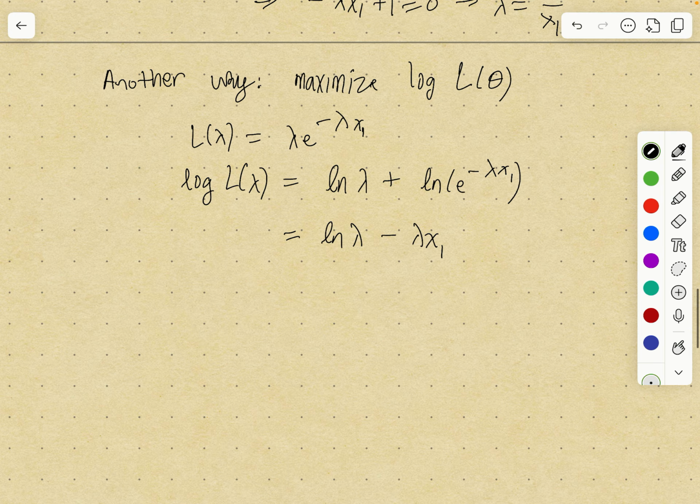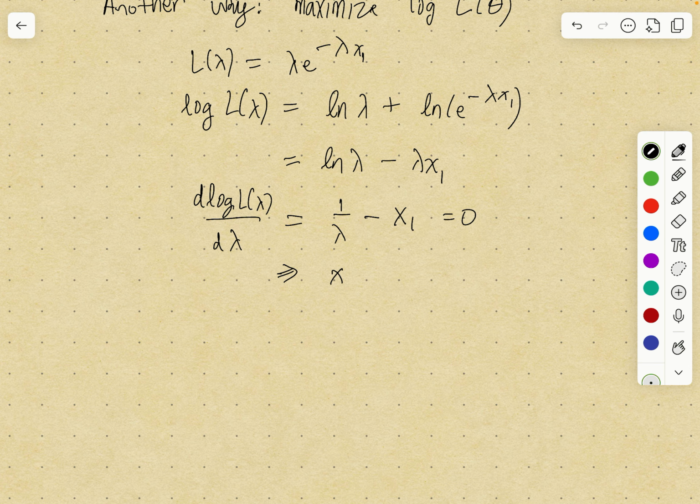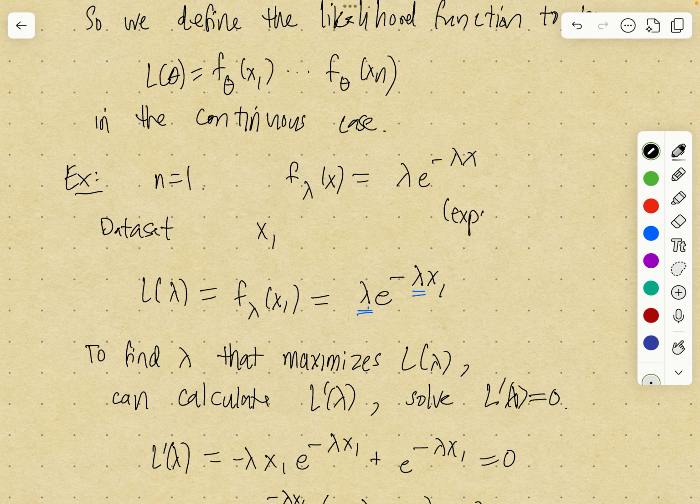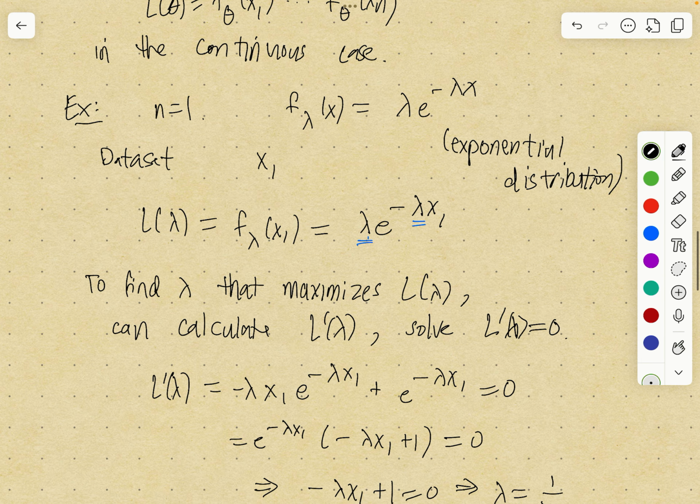Okay, now we need to take the derivative of this. So we take the derivative with respect to lambda, and we are going to get 1 over lambda minus x1. And we set this equal to 0, and we solve for lambda, and again, as we expect, we get x1 equals 1 over lambda. So that's what happens in the case of an exponential distribution where your data set consists of only one point.